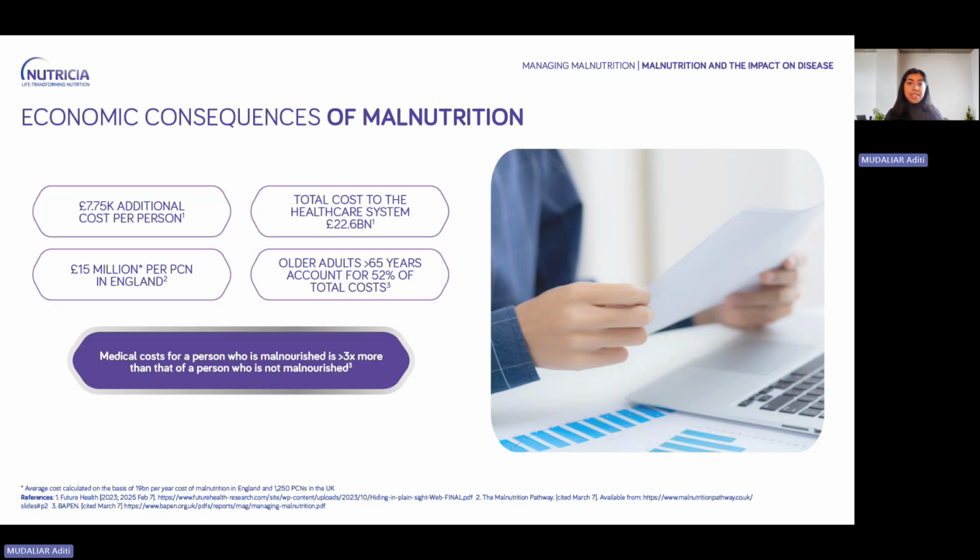Malnutrition also carries a significant economic burden, one that is around £22.6 billion annually, with around £15 million per primary care network. To help put this figure into context, that's more than the £4.2 billion spent annually on conditions related to obesity. Now, managing a malnourished patient can cost 3 to 4 times more than a well-nourished one, and therefore investing in and treating malnutrition is actually more cost-effective than not treating it.